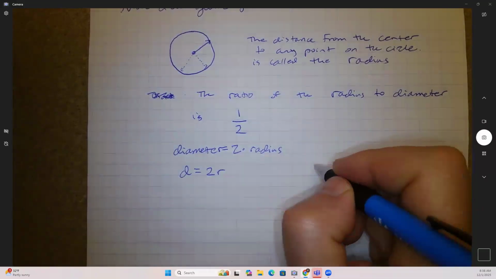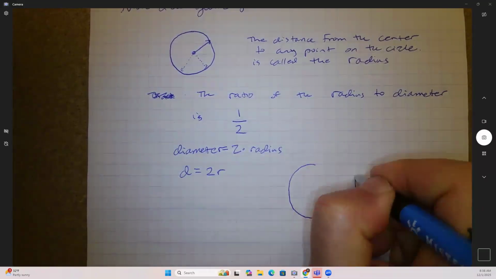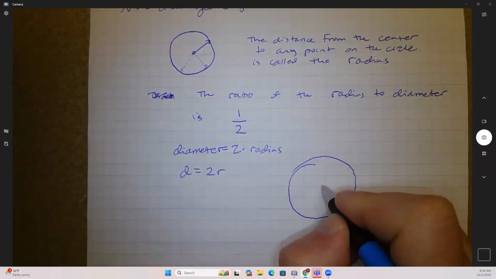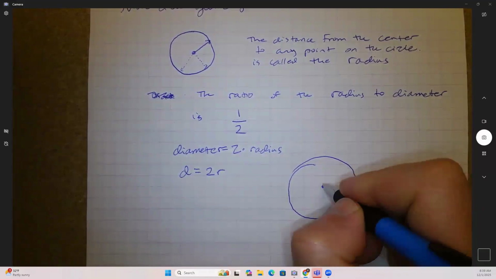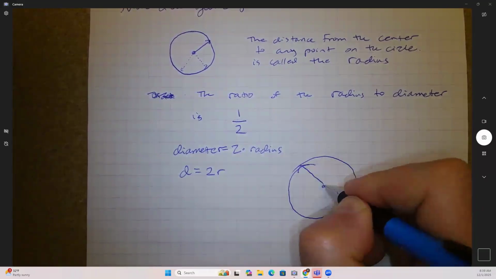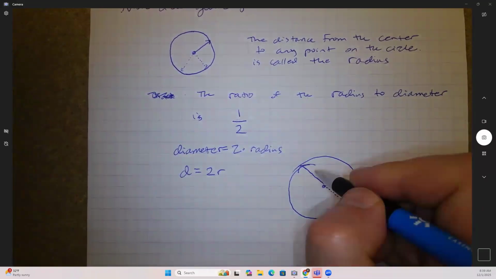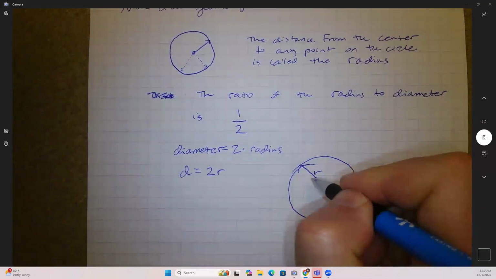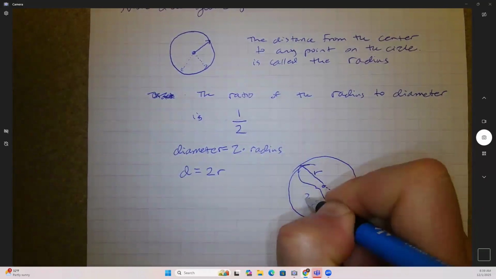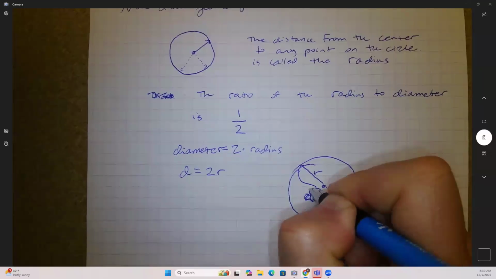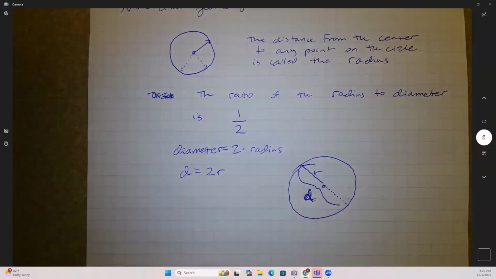Because if you have a circle, doesn't matter what size it is, and you take any radius, let's say that radius there, and then you extend it across to the other side of the circle, you've got a diameter. So 1 radius gets you halfway, so 2 radiuses get you a diameter.